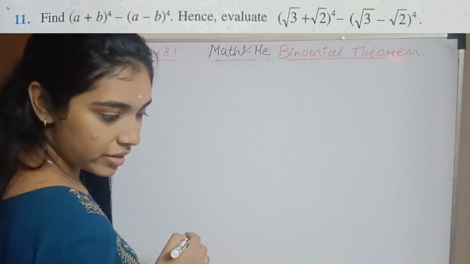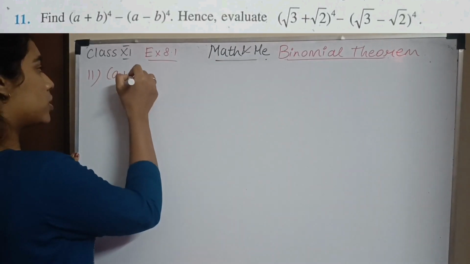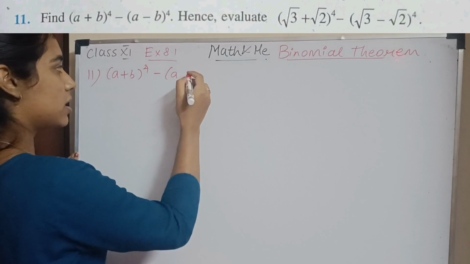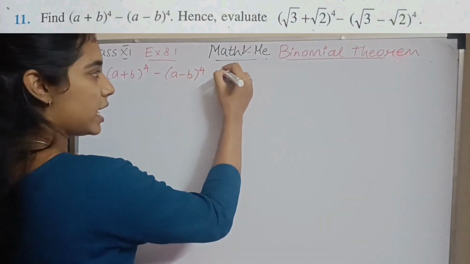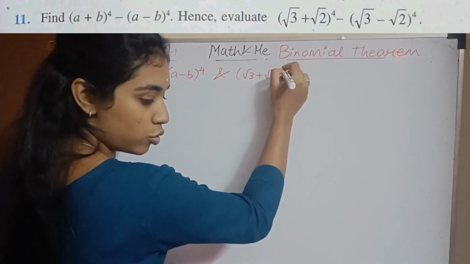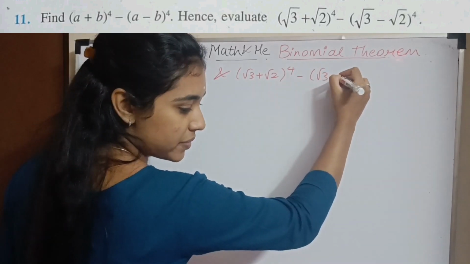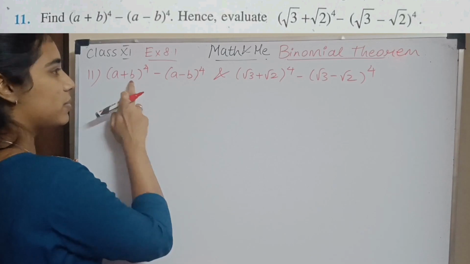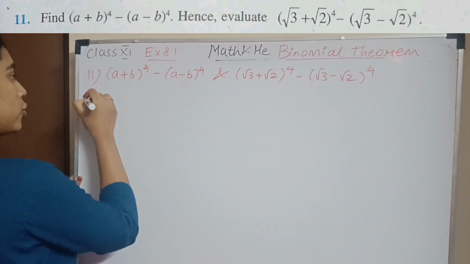So question number 11, find (a plus b) to the power 4 minus (a minus b) to the power 4, and then find the value of (root 3 plus root 2) to the power 4 minus (root 3 minus root 2) to the power 4. So basically your a value is root 3, your b value is root 2. So first we have to find it. What is your (a plus b) to the power 4?